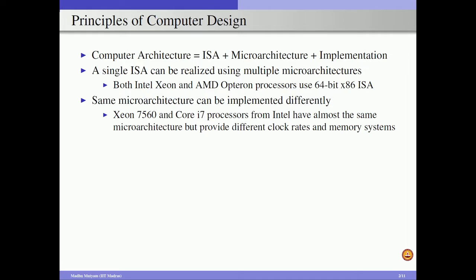So how do we come up with an efficient computer architecture? What are the principles we need to follow? The first point is, take advantage of parallelism. If you see the computer design, we can exploit parallelism at various granularities, starting from a finer granular point, which is bit level parallelization, all the way up to very coarse grain parallelism, which is thread level parallelism.